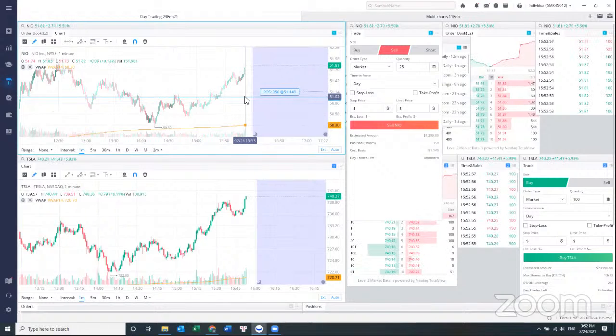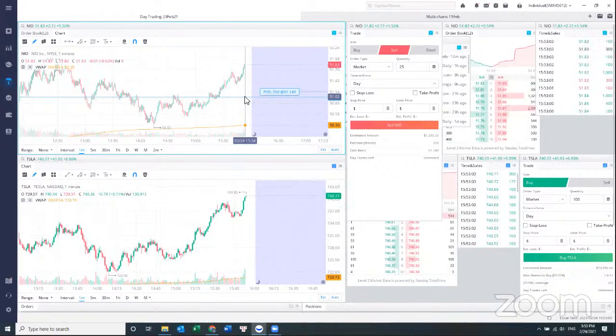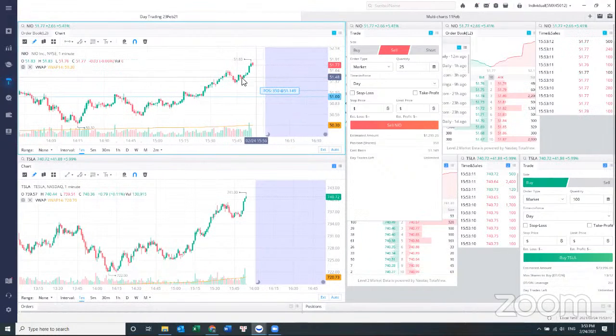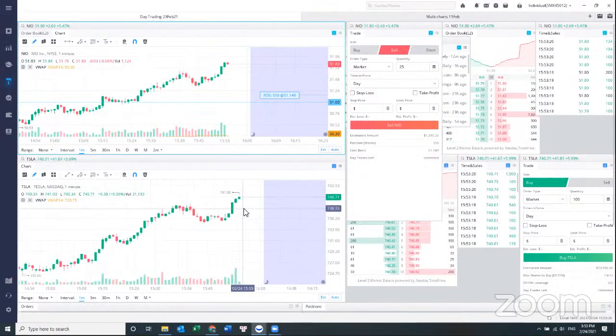I'm not sure if it's going to go above 52, but I'm sure it's going to touch 52. I'm sure it's going to touch 51.99. We'll see. This is fun to watch. We have 8 minutes left. Oh, 7 minutes left. Tesla, 741.